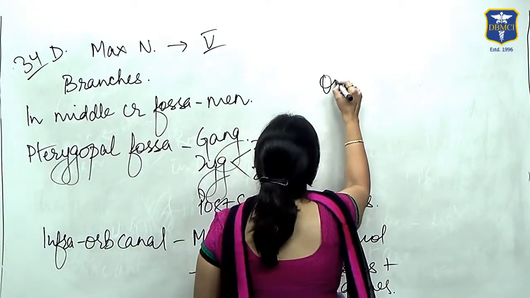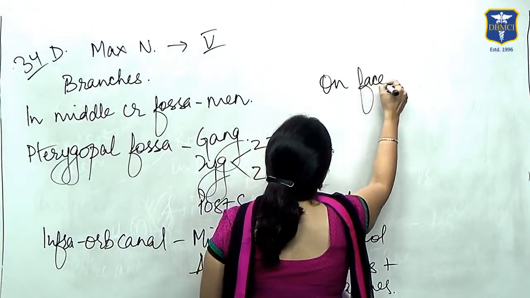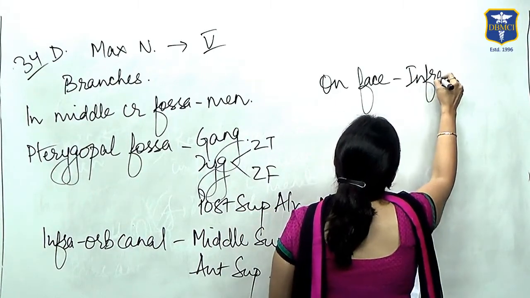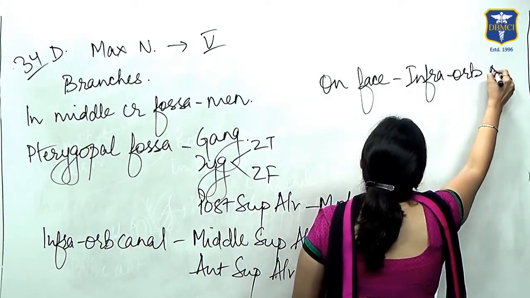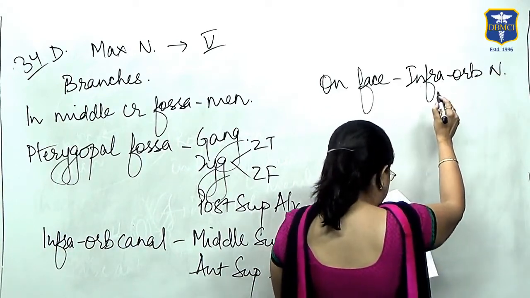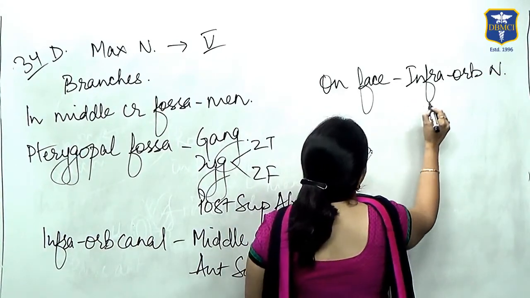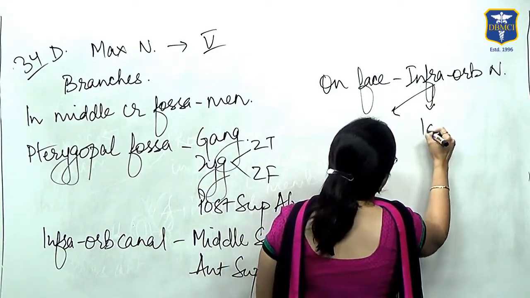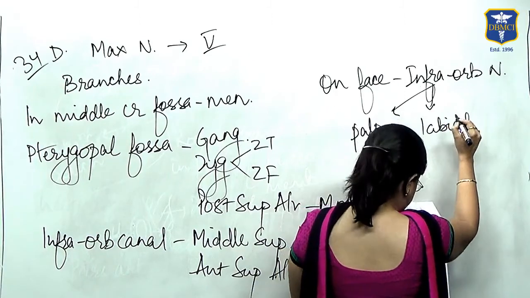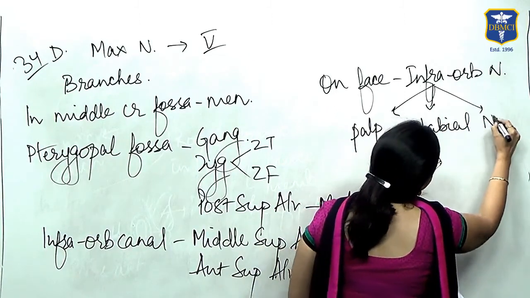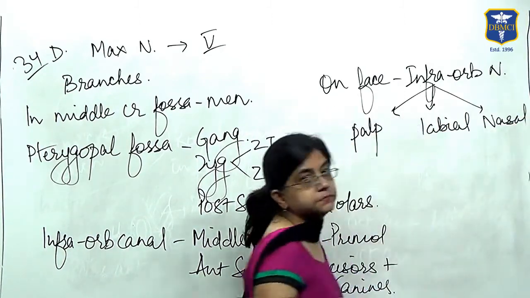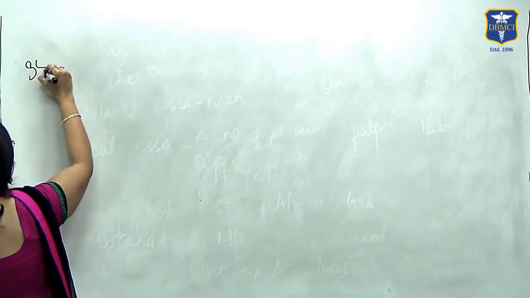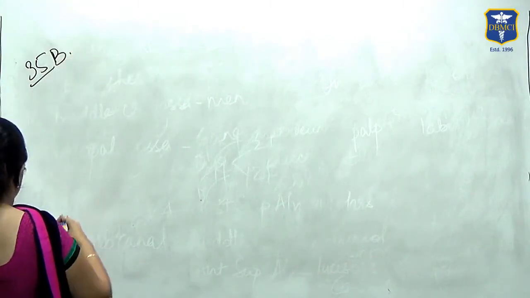On the face, it comes out as the infraorbital nerve, which gives palpebral branches, labial branches, and nasal branches. Question 35, the answer is B.